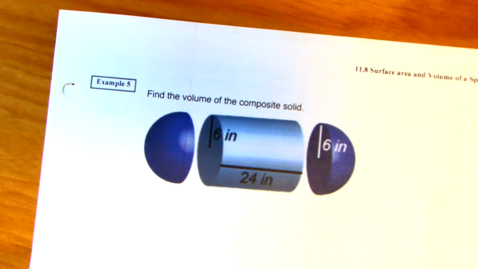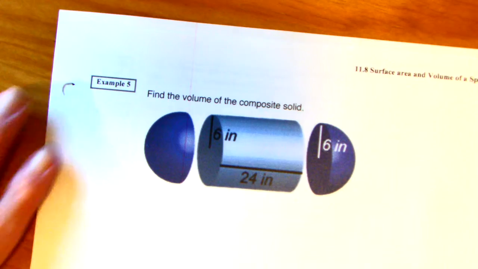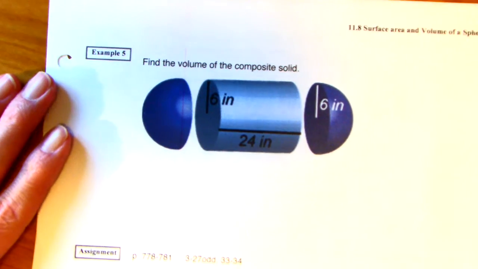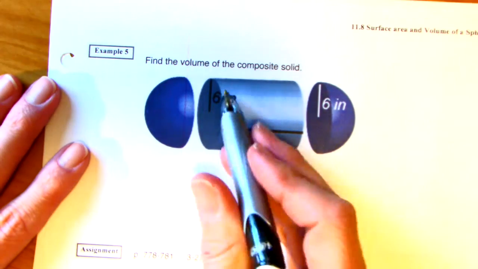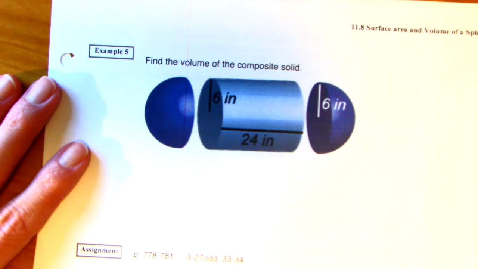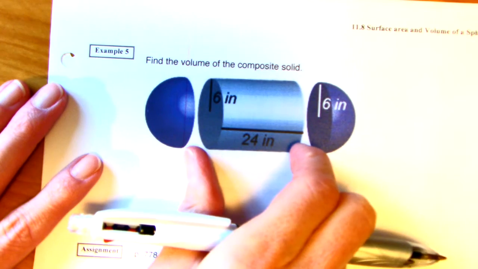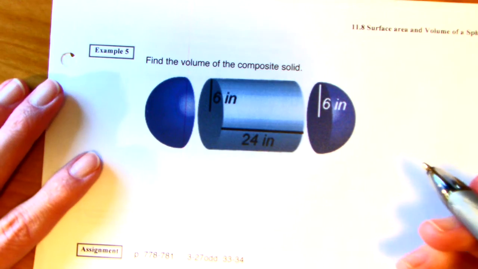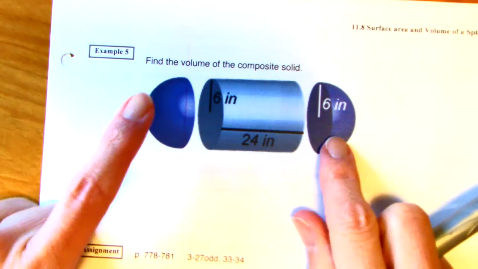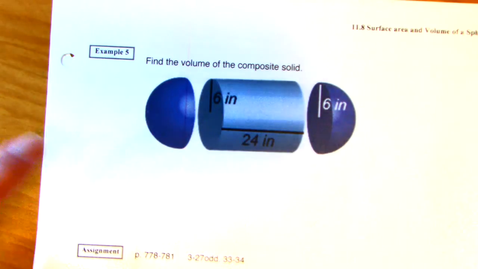Ooh, composite solid. Gotta love it. Okay. Looks like a little pill, but it's inches, so it's not. Can you imagine trying to swallow that bad boy? 24 inches, that's 2 feet long. In any case, let's first find the volume of the sphere. If you put these two ends together, it's a sphere.